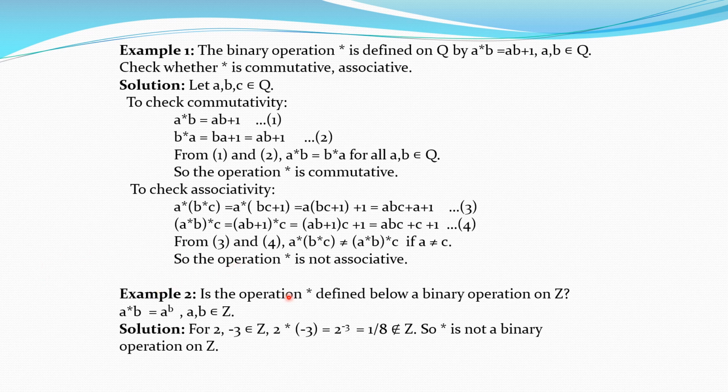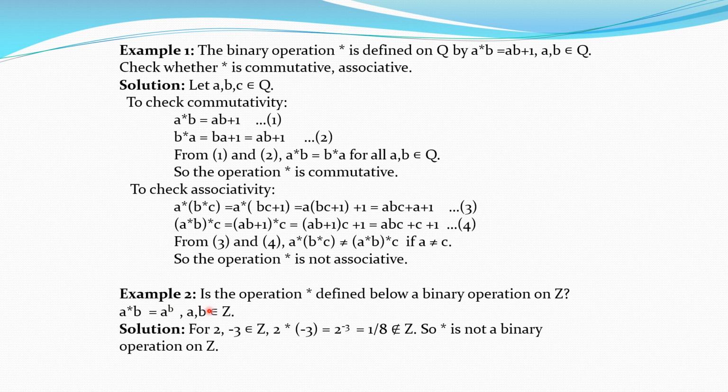Now, second example: is the operation star defined below a binary operation on Z? a star b is a raised to b, for a, b in Z. See how to apply the definition to some numbers. For example, if I consider a as 3 and b as 2, then 3 star 2 is by definition 3 to the power 2, which is 3 square, that is 9. If I consider 5 and 7, then 5 star 7 will be 5 raised to 7. So in this way star is defined.